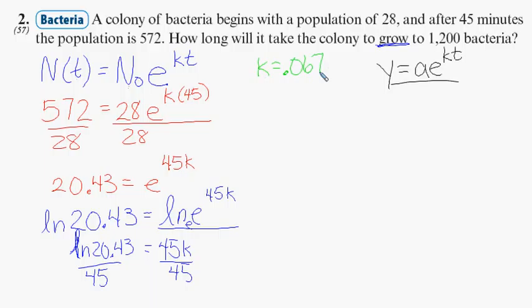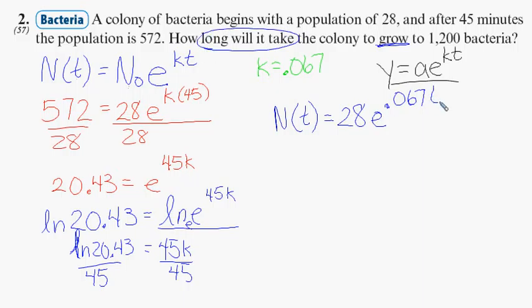But we have almost all the components for entering it into the new formula. So we have N of t is equal to our original amount, which hasn't changed. We had 28 bacteria to begin with. We still have 28 as our original amount. We have e to the k. We now know the value of k is 0.067. Hopefully you have that stored somewhere in your calculator. And we've been asked, how long will it take? Clearly we're looking for the time here. And do we know the new final amount? Yes, we do. We know it's 1,200, and that's what goes right here.